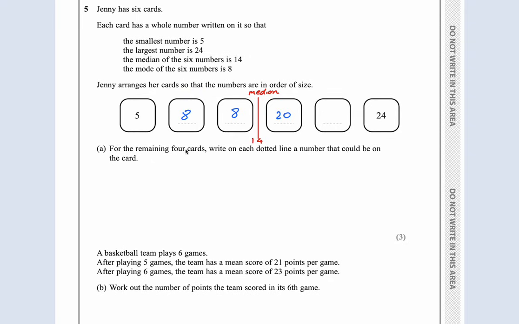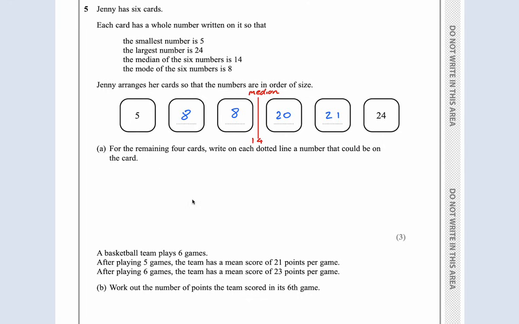Okay, so find the remaining 4 cards, writing on each dotted line a number that could be on the card. Okay, so this is 5, this has to be 8, and this has to be 8, and this has to be 20. This one can be any number between 20 and 24, not including 20 and 24. So it can be 21, 22, or 23. I'll just put 21. But 22 and 23 are both fine. Okay, so that's done.